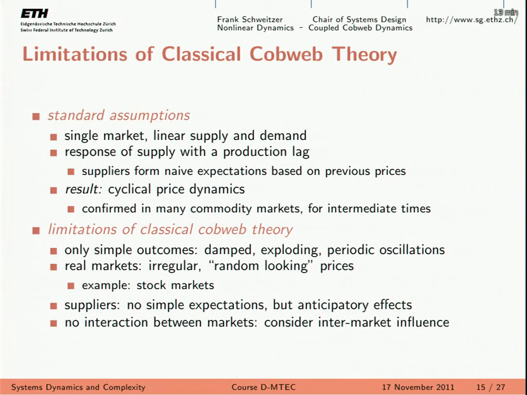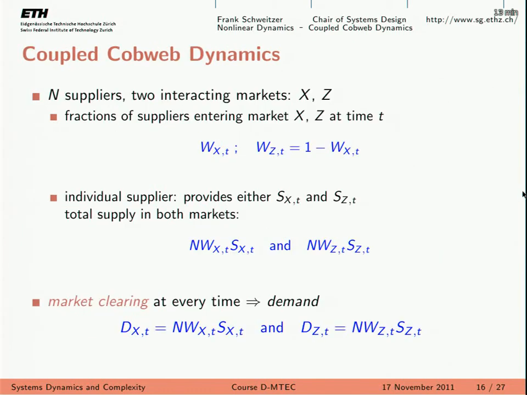We're going to couple, basically, two cobweb dynamics. And that's why we refer to this as coupled cobweb dynamics. So we have really two cobweb models, and we just couple them together, without introducing new variables, without introducing different linear functions for supply and demand. So this is the setup. We have N producers, or N suppliers, and we have two markets, X and Z.